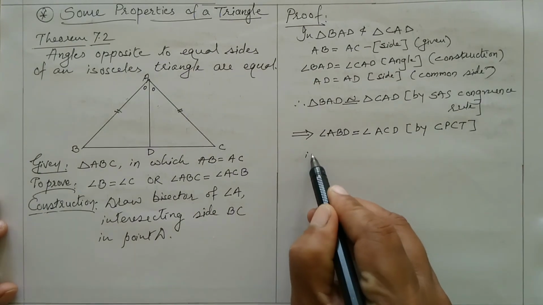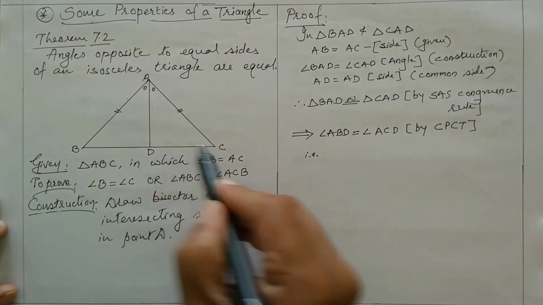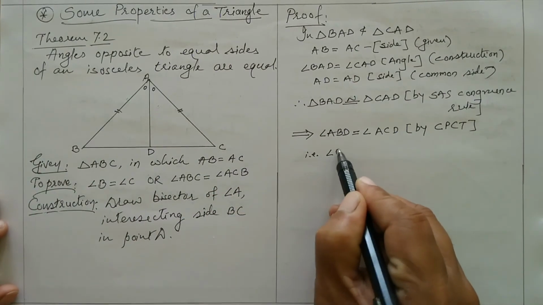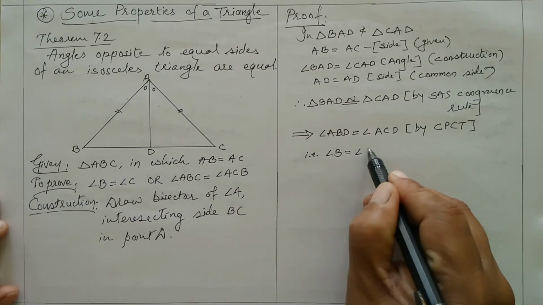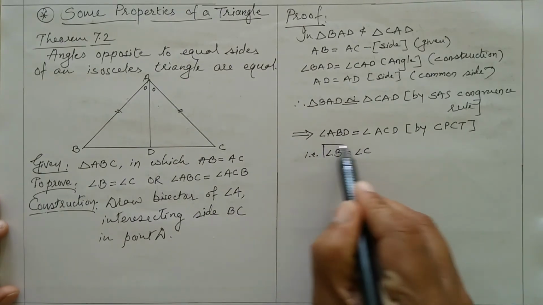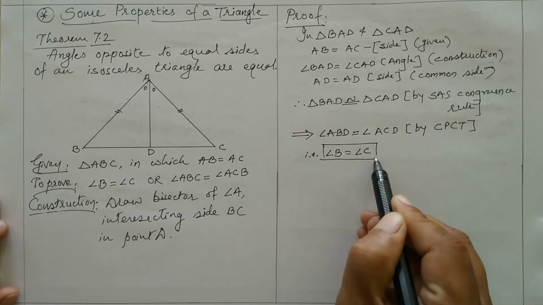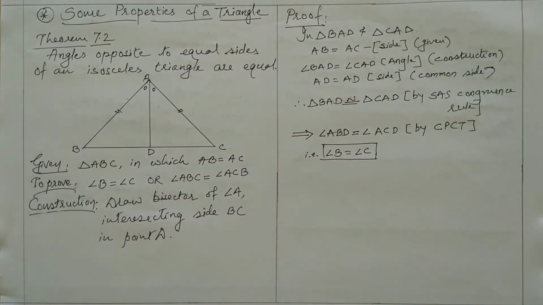Now, what is ABD? Another name of angle ABD is angle B. And another name of angle ACD is angle C. So we proved angle B is congruent to angle C. This theorem is also called the isosceles triangle theorem. Hope you have understood this theorem.